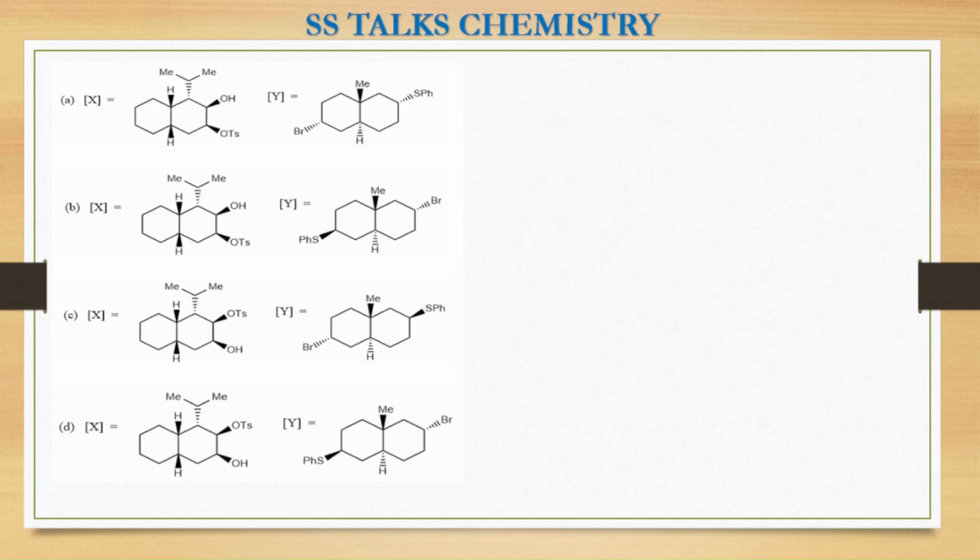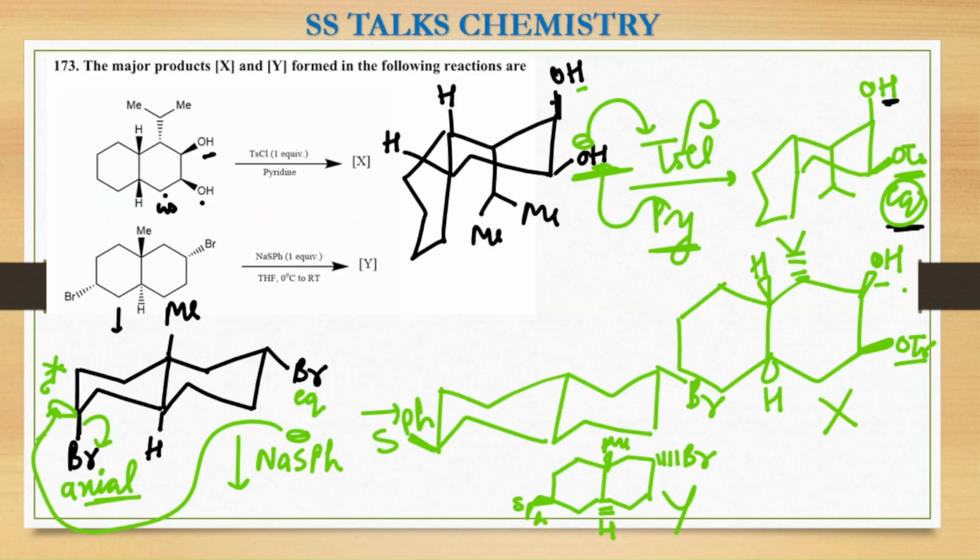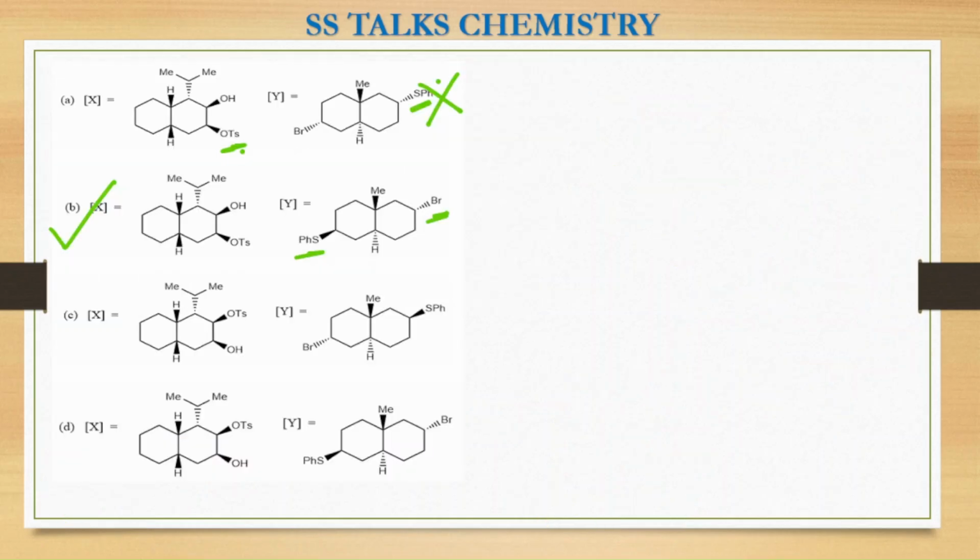Here OH and OTS are both in the wedge direction, right? And here the SPh has reacted, meaning at the axial position, the equatorial Br that was present has been treated with that. This is not your answer. Next is SPh with this Br group and this OH. So B, I think, is the correct match for the given options. You can see OTS and OH were at the wedge, and here SPh was at the wedge and Br was at the dash position. This is what we are getting in this particular option. So B is the correct answer to this particular question.